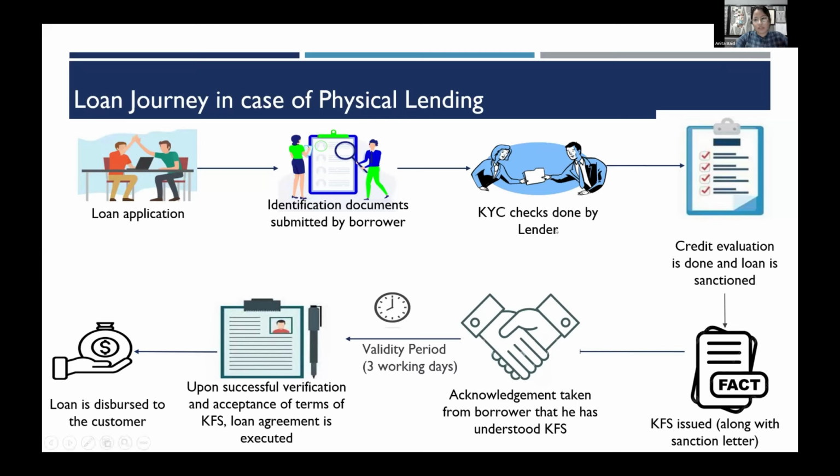So once the KFS and the sanction letter are issued, it is acknowledged by the borrower. During the validity period, if the customer has accepted, then upon successful verification and acceptance of the KFS, the loan agreement is executed and the disbursement is done.